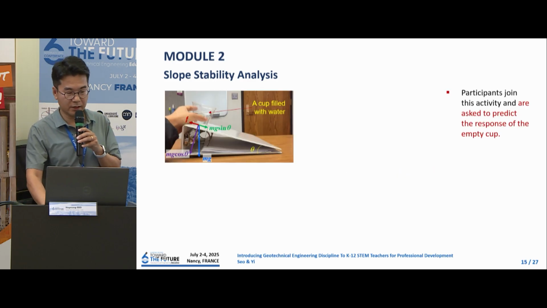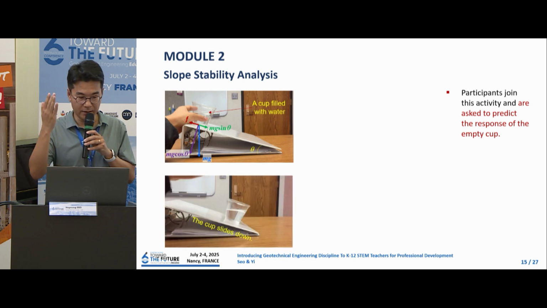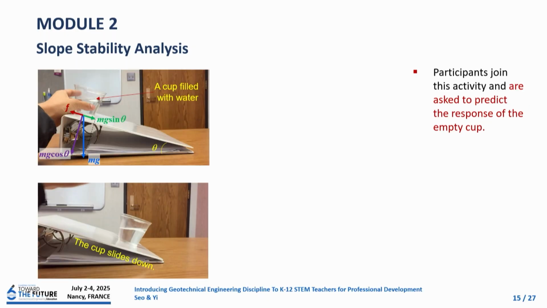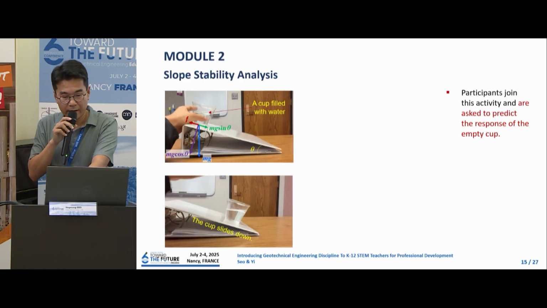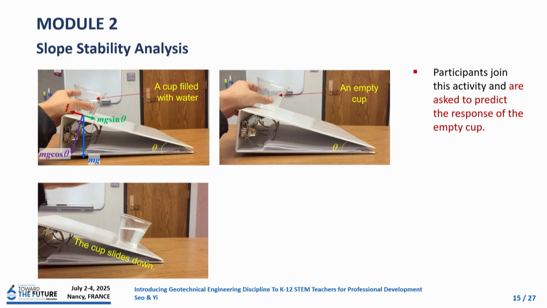And then we do this type of activity. With a 3-ring binder and a cup initially filled with water, participants are asked to come forward, put the cup filled with water on top of the ring binder, and let it go. It slides down, and we talk about how, apparently in this case, the factor of safety is greater than 1 because the driving force is greater than the resisting force. Then we pour out the water from the cup, and now it's an empty cup, and I kind of tricked them by saying, now the cup is lighter, so what do you think?